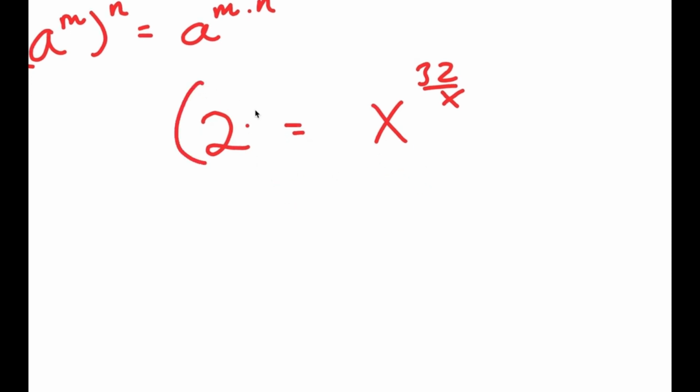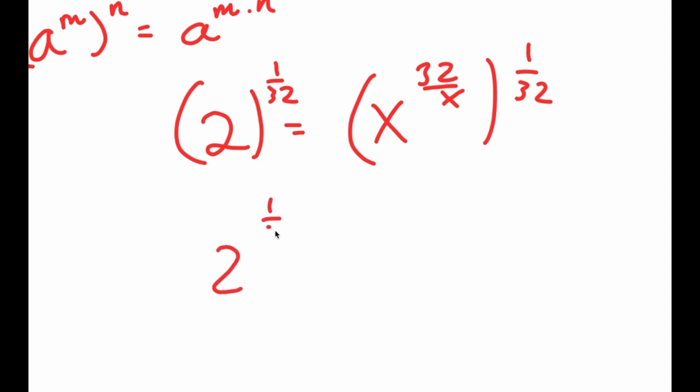Now, from here, I'm going to take the power of 1 over 32 on both sides. And if you guessed, we're doing this to get rid of this 32 on my right-hand side. So for my left-hand side, I just have 2 to the power of 1 over 32. Now for my right-hand side, these two are going to cancel out. So I get x to the power of 1 over x. That's all that's remaining.